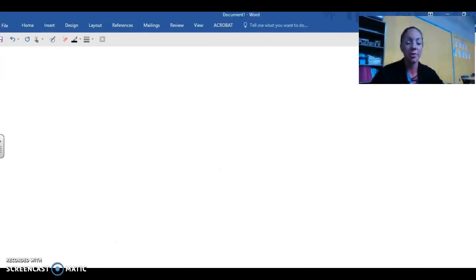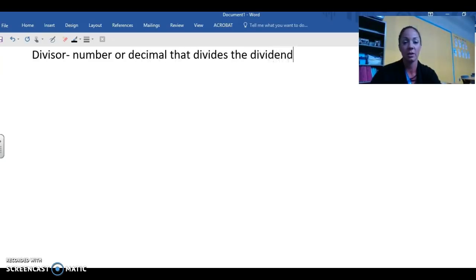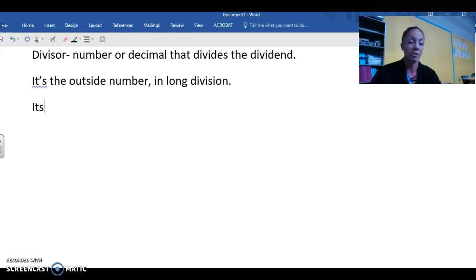All right, our fifth vocabulary word, we just have 2 more to go, so we're almost there. Our fifth vocabulary word is divisor. Its definition is the number or decimal that divides the dividend. A couple of divisor facts, a couple of characteristics that you need to get in your notes. It's the outside number in long division. Also, it's the denominator of a fraction.